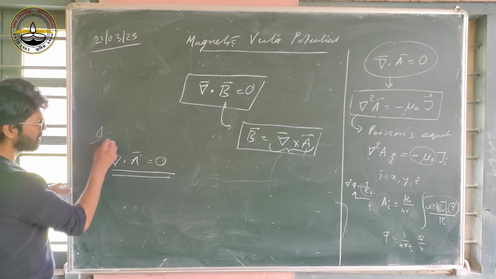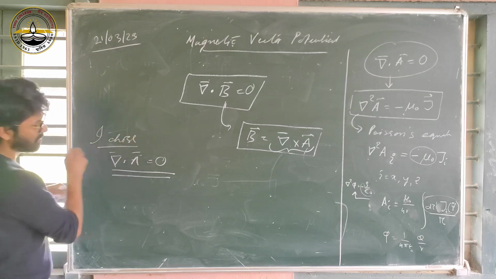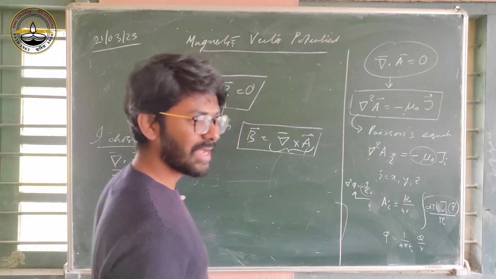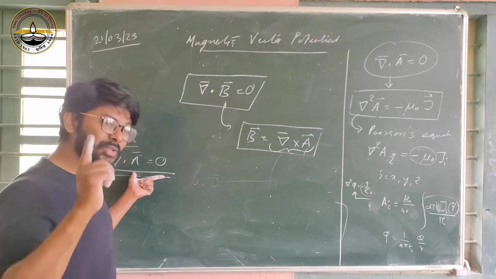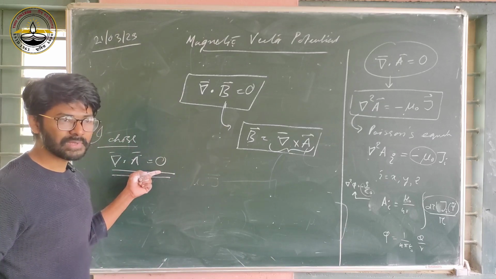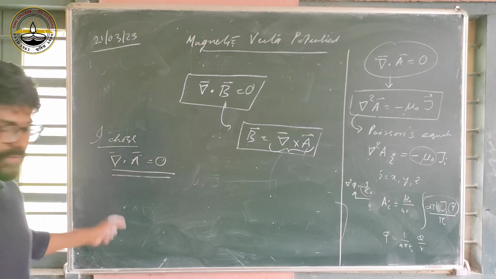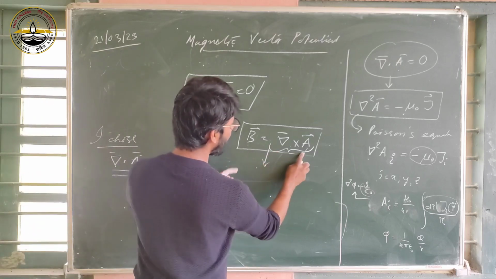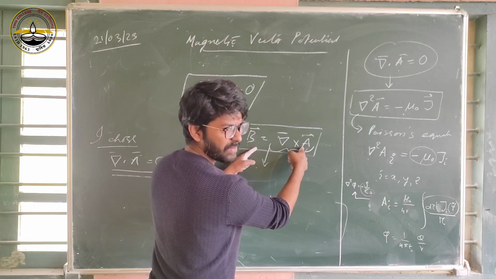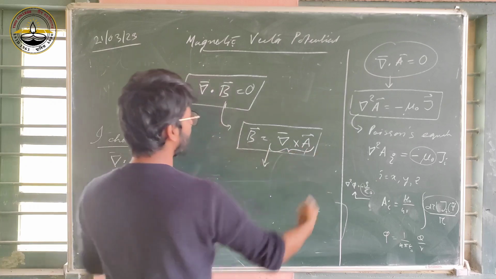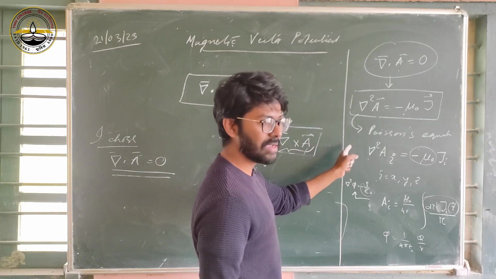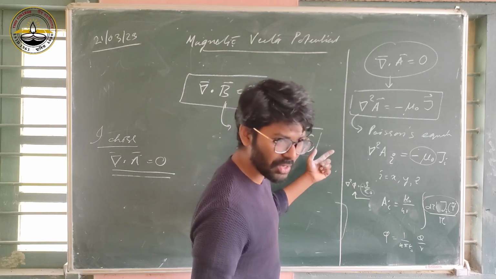I chose, actually, it's not always true. It can be anything. I chose that I will take those A that have del dot A equal to 0. Now this freedom actually we have. If you look at this equation, A comes from this equation. B must be curl of A. Now B is curl of A. That means you can add anything with A which is constant.